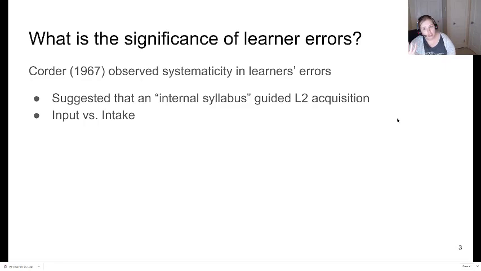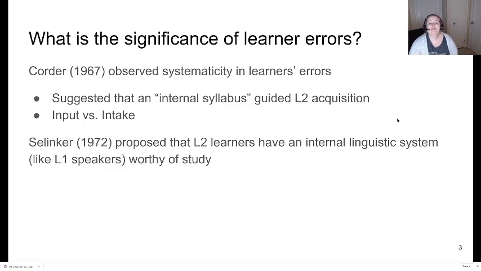He also determined there was a difference between input and intake. So input is everything you hear in the environment, and intake are the things in the environment you incorporate or understand into your linguistic system. So if I, as a learner, have heard John walked, John walked, John walked, John walked, I may have heard it, but it may have never incorporated itself in my linguistic system. Now, this is unlikely to completely not have, but it is possible. So it's not necessarily intake absorbed just because it's there.